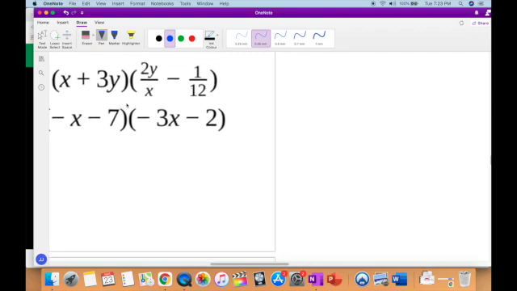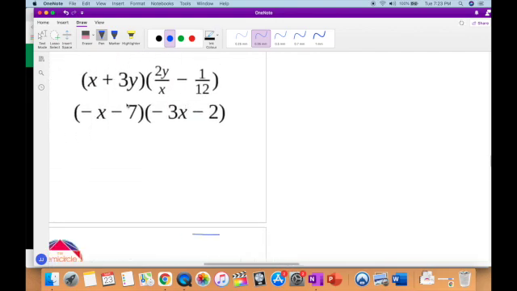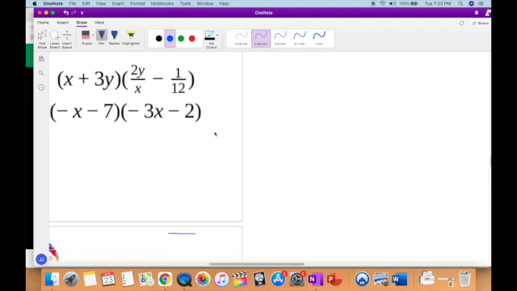We have two just simple distribution questions in terms of expanding the brackets, and that will be the final questions for today. So we have this entire thing multiplied by the first term, which will be 2y over x multiplied by x plus 3y. And we have a minus. We have this entire thing multiplied by the second term, 1 over 12 into x plus 3y. Yeah. So now we can actually expand these brackets. So this multiplied by this, right?